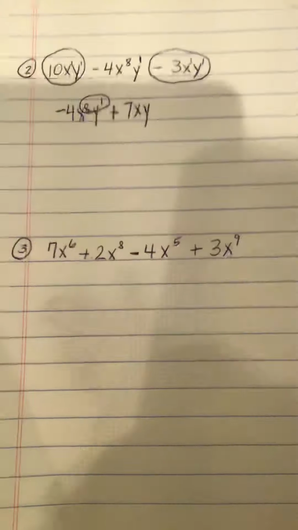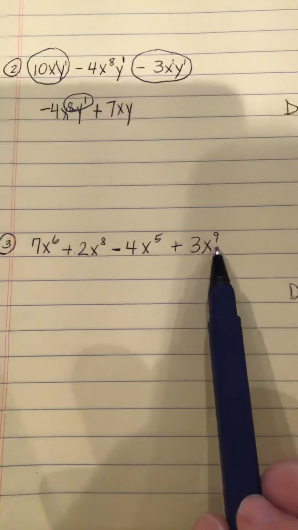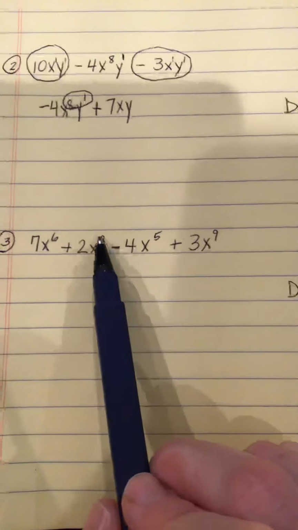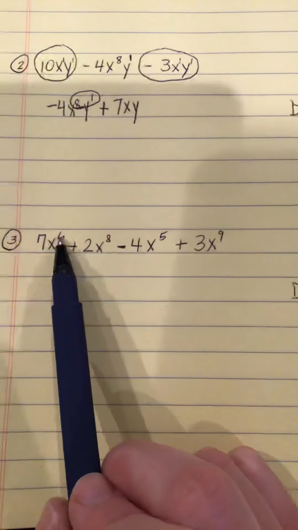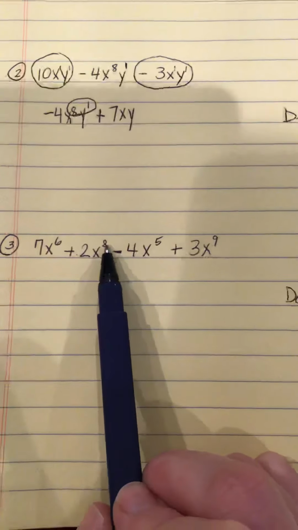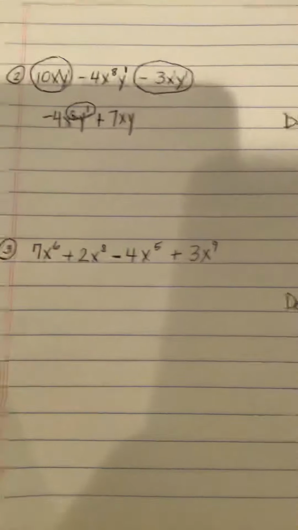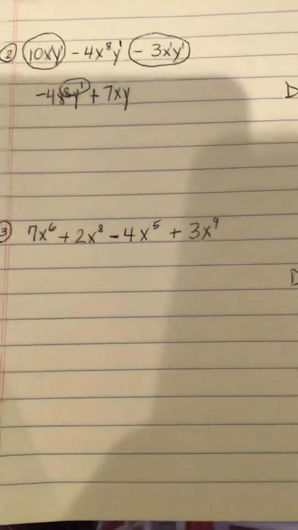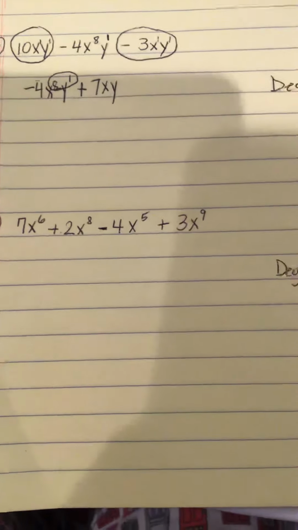Okay. Now this has 4 terms. 1, 2, 3, 4. It has a 6, an 8, a 5, and a 9. There's nothing to add because this term only has 1. This term only has 1. This term only has 1. And this term only has 1. Okay, pause it. Put them in order from the highest to the lowest. Called standard form.